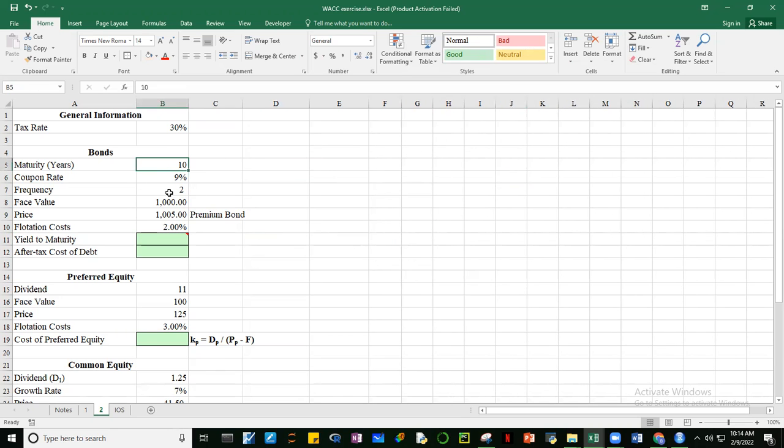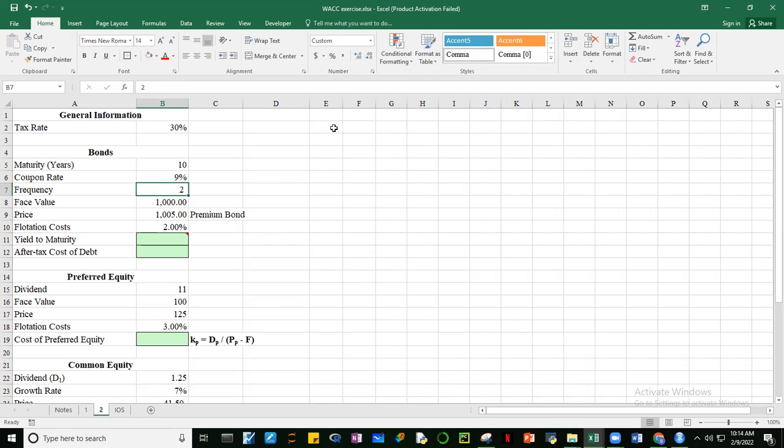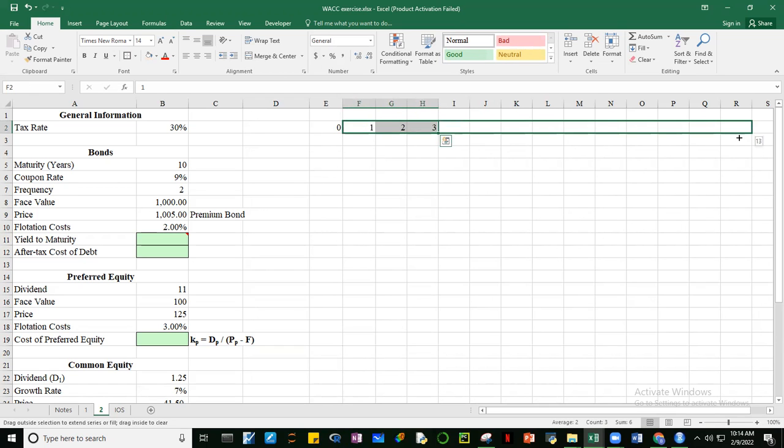Okay, so again, i-plot natin guys yung ano para intindihan natin. 10 years to kaso, frequency 2. So ibig sabihin semi-annual to. No? Therefore, pag semi-annual, 0, 1, 2, 3, hanggang 10 years times 2, that's 20.